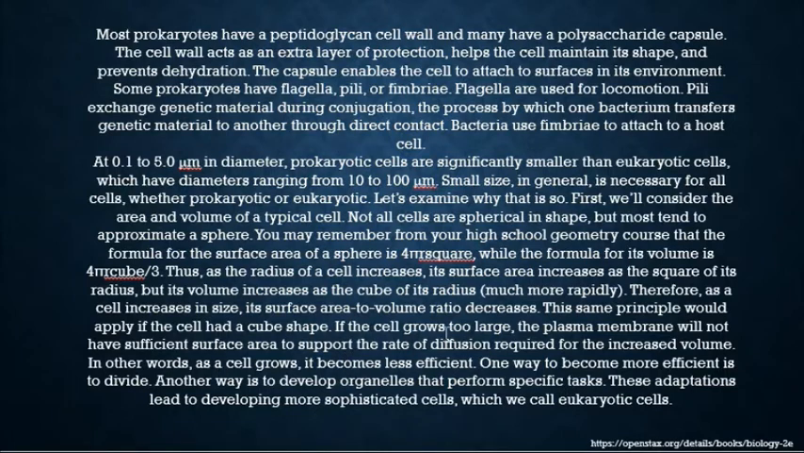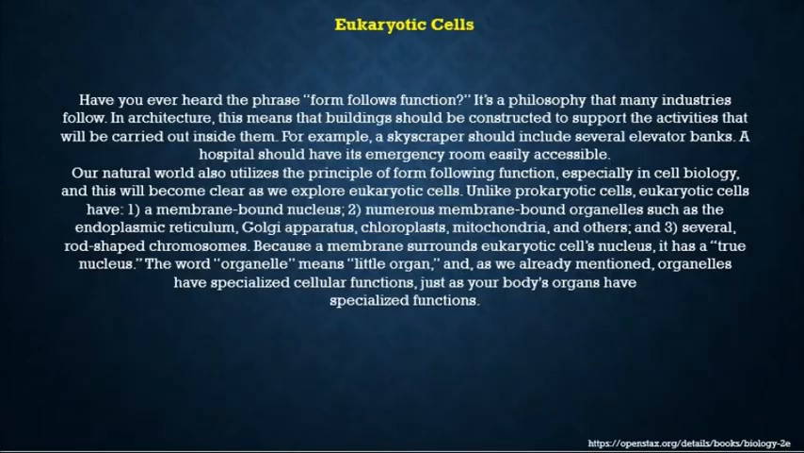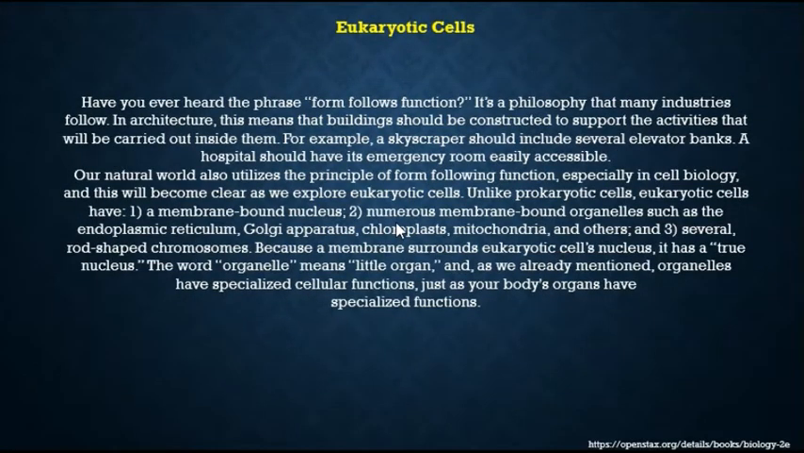So if the cell grows too large, the plasma membrane will not have sufficient surface area to support the rate of diffusion required for the increased volume. So as a cell grows, it becomes less efficient. One way to become more efficient is that when the cell becomes too large, it divides. Another way is to develop organelles that perform specific tasks. The division strategy is followed by prokaryotes, and the organelle strategy is followed by eukaryotes, the later evolutionary organisms.